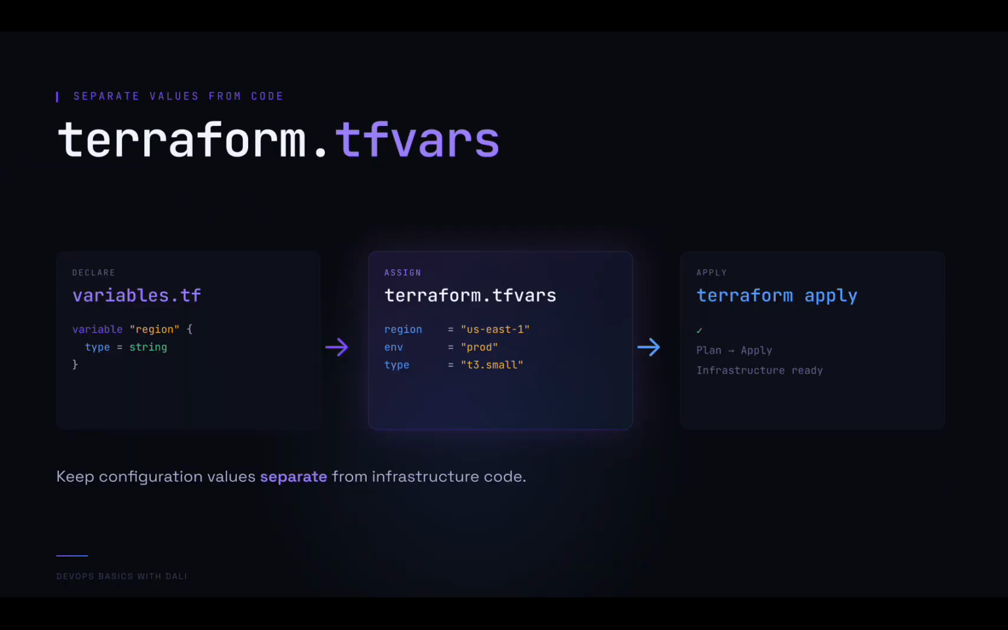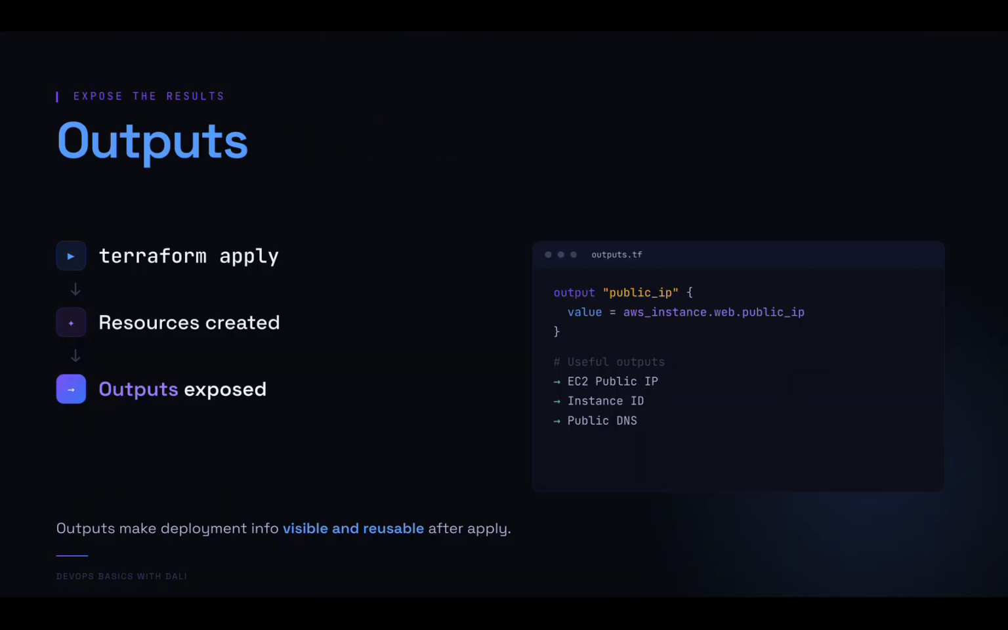So far, we've only declared variables. Now we need a place to assign their values. That's exactly what terraform.tfvars is for. Instead of editing the Terraform code, we simply change the values inside this file. This keeps our infrastructure code clean while allowing different environments to use different configurations. In a few minutes, we'll create one ourselves.